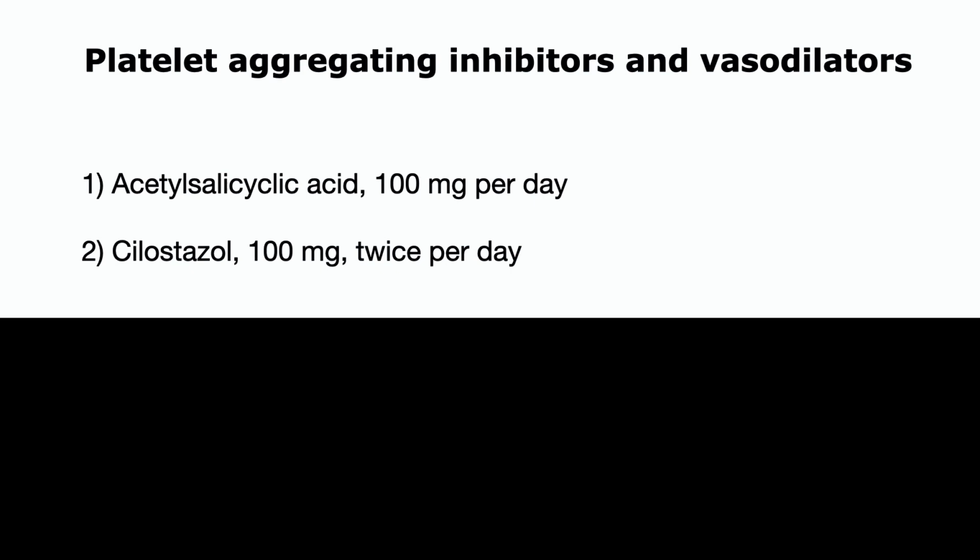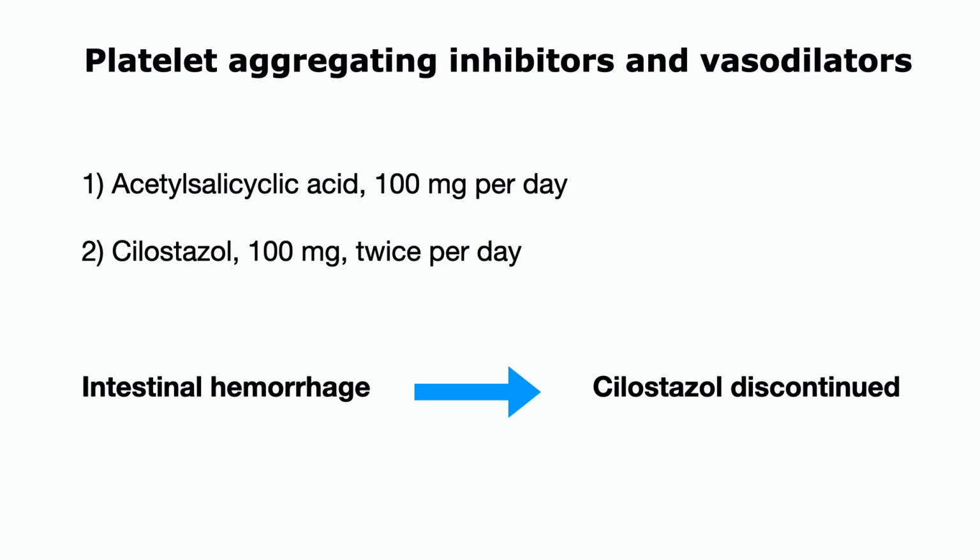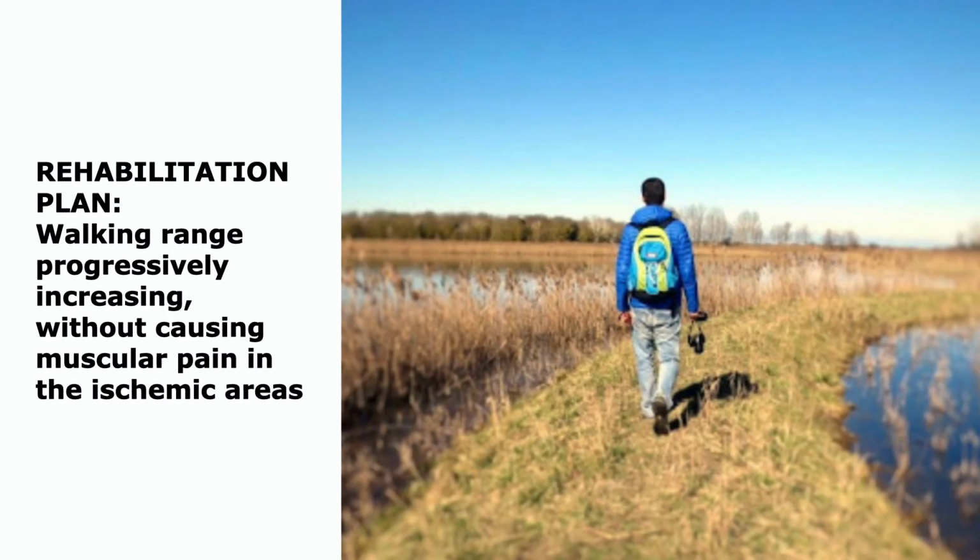Unfortunately, cilostazol also has a platelet aggregation inhibiting effect that, in combination with acetylsalicylic acid, caused an intestinal hemorrhagic adverse reaction. Thus, the patient discontinued cilostazol treatment. The general practitioner drew up a plan of rehabilitation with progressively increasing physical training and walking range.